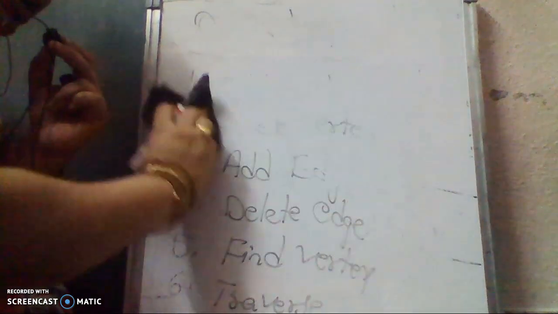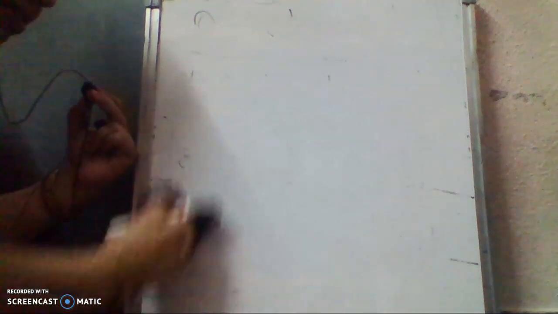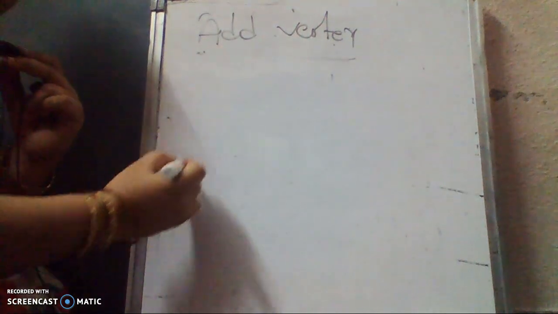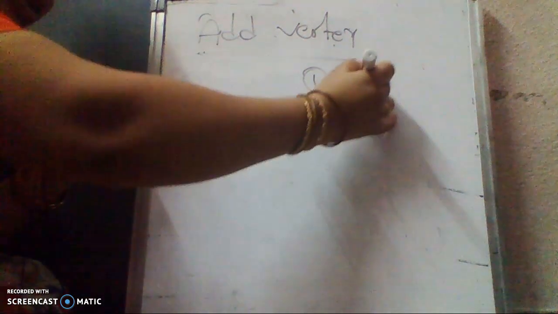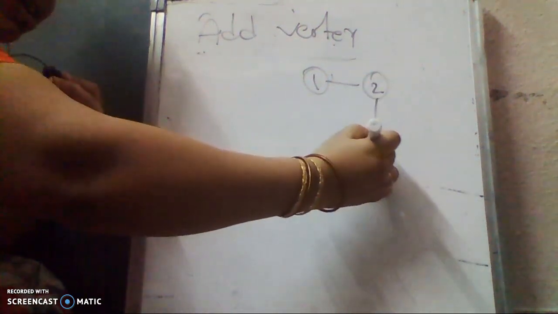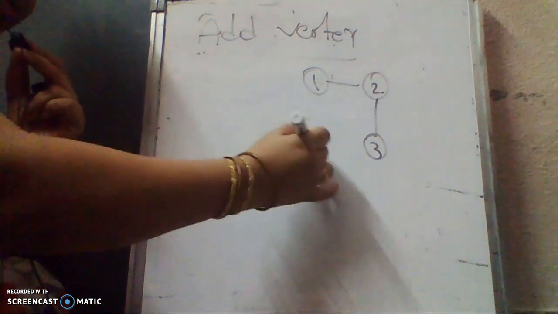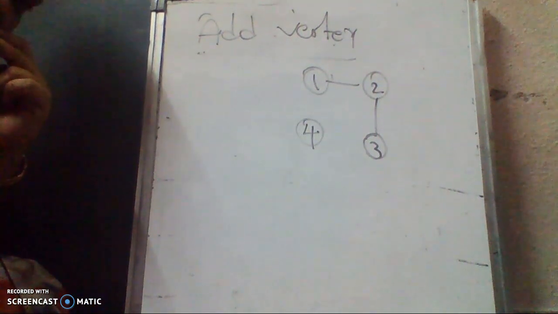First we will see the adding of a vertex. Adding a vertex in the graph means we will add one new node in the graph. Add vertex. So for this, say for example, I have a graph like this: 1, 2, and 3. In this graph, I'm adding another vertex, say for example 4. A new vertex is added into the graph.